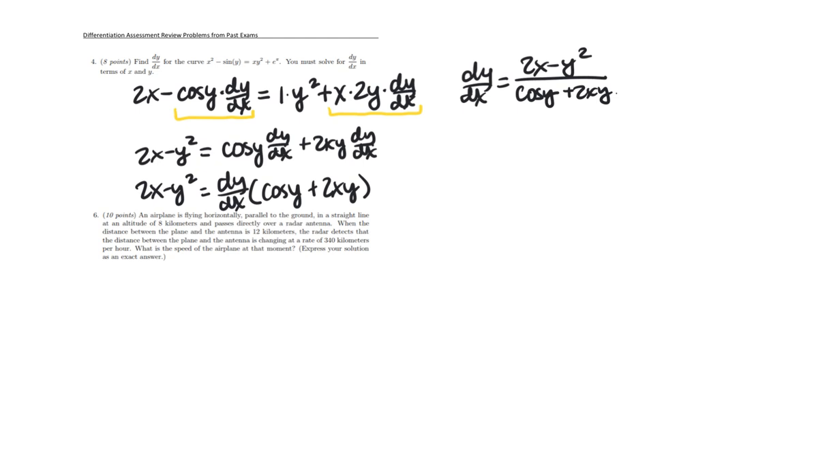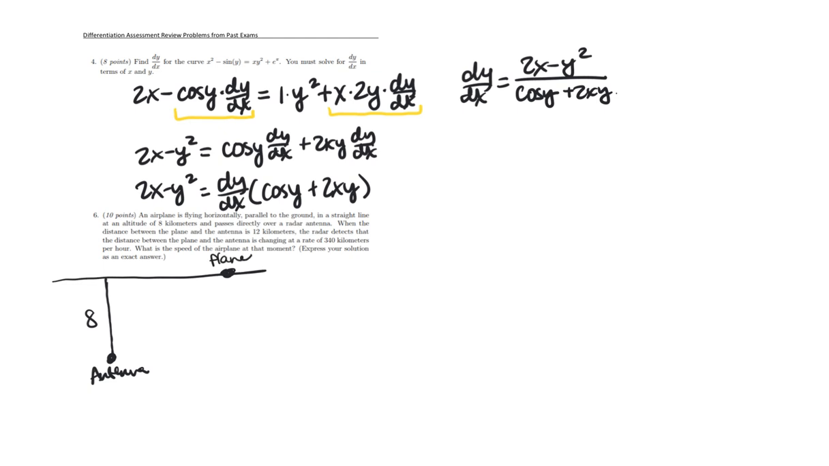For the next one, it says an airplane flying horizontally parallel to the ground in a straight line at an altitude of 8 kilometers passes directly over a radar antenna. So here's the radar antenna, and then the plane is flying up here. It is directly 8 kilometers above the radar antenna, and it's traveling that way. So here's my airplane.